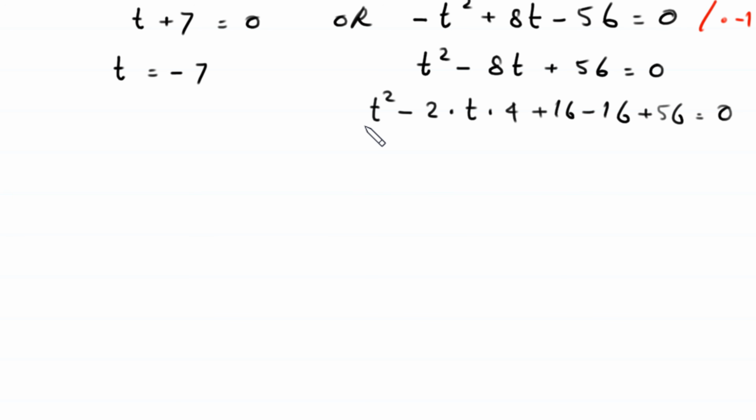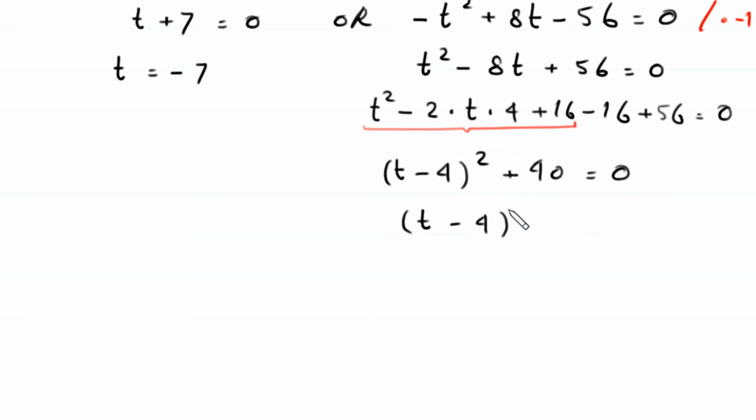This t^2 - 2·t·4 + 16 will become (t - 4)^2. Negative 16 plus 56 will become plus 40 = 0. Move this 40 to the right hand side, then this will become (t - 4)^2 = -40. From here we take a square root of both sides.